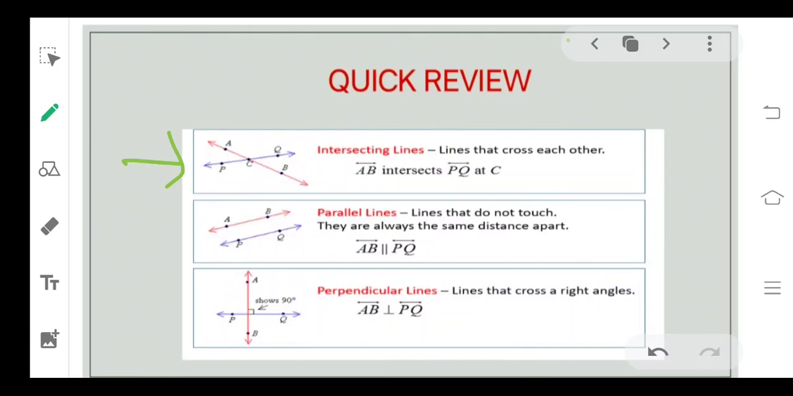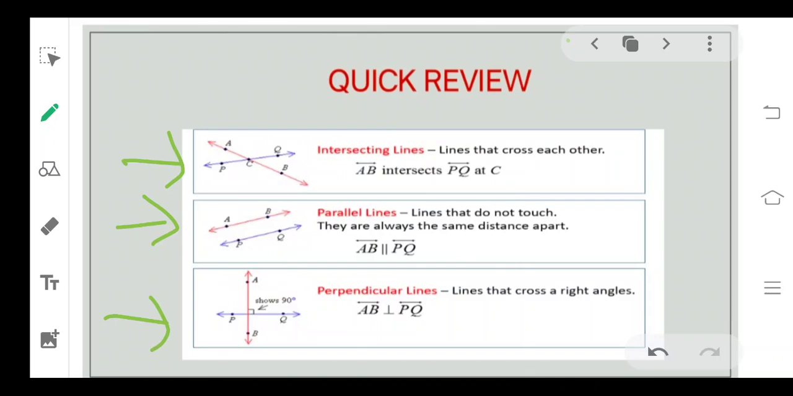You can see here the symbol also of parallel lines. Last, perpendicular lines: lines that cross at a right angle are called perpendicular lines. You can see here in this adjoining figure that AB is perpendicular to PQ. I hope your concept of intersecting line, parallel line and perpendicular line is completely clear now.